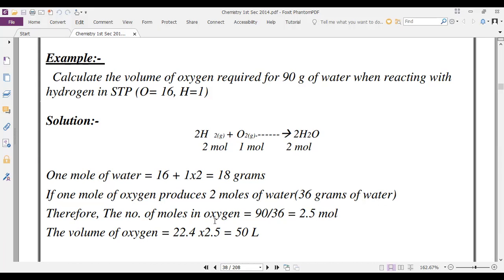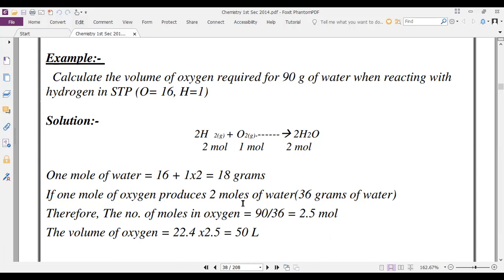Therefore, the number of moles of oxygen gas equals what? Number of moles equals mass of substance, which is 90 gram, divided by molar mass of substance, which is 36. So it equals 2.5 mole. So the volume of oxygen gas equals number of moles, 2.5, times 22.4, which equals 50 liter. Do you understand, Mariam?